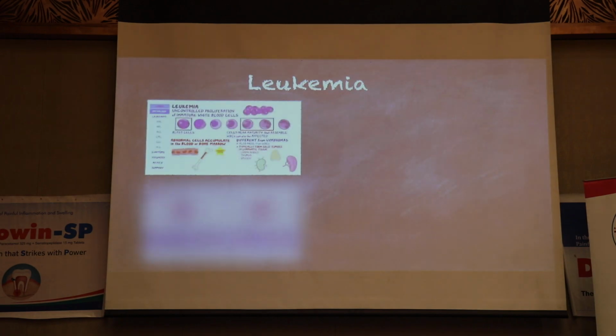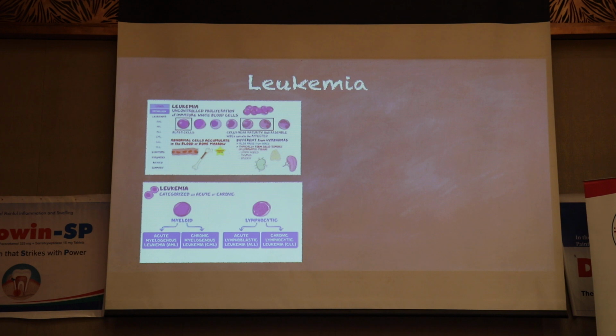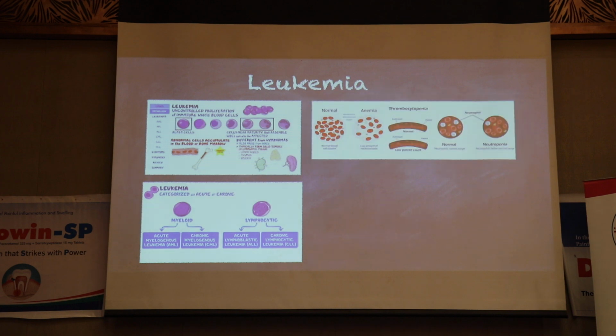So the next one would be leukemia. In leukemia, you have acute myeloid and lymphocytic, and again, each has chronic and acute forms. With leukemia, the patient will end up having anemia, thrombocytopenia, and neutropenia. All these would be like a combo.